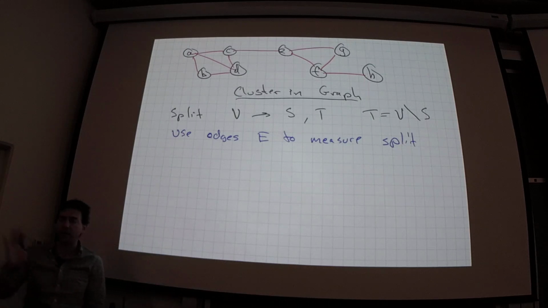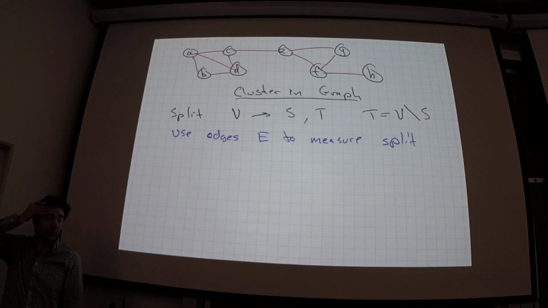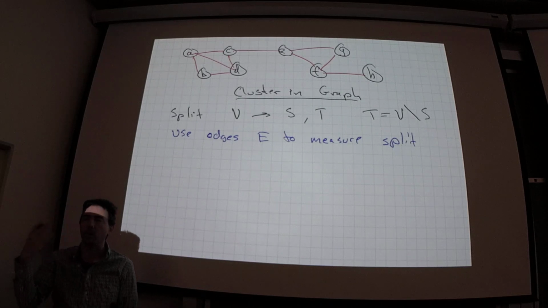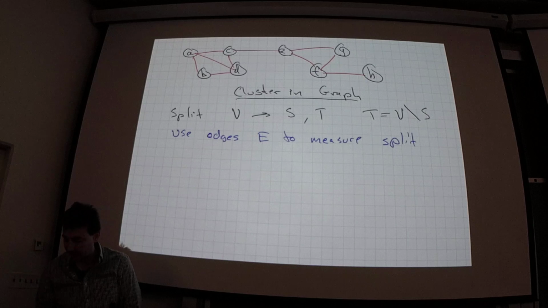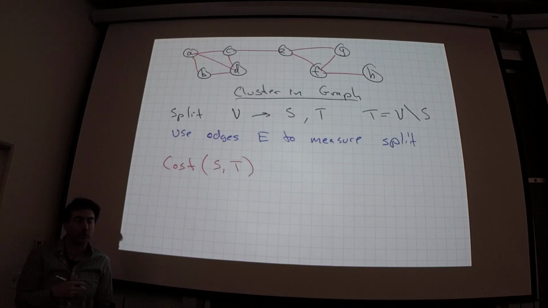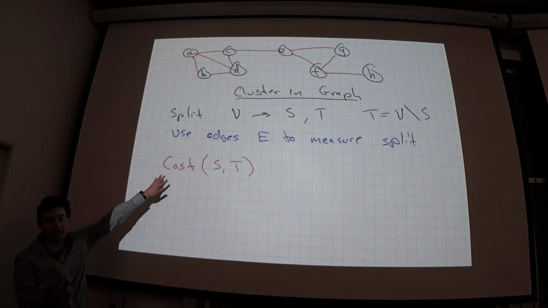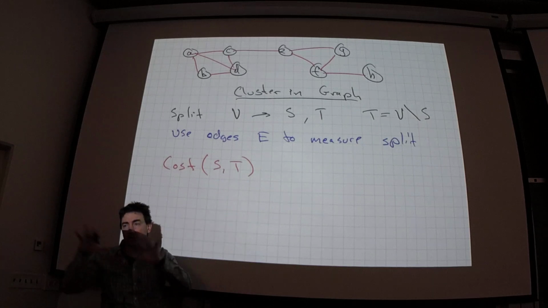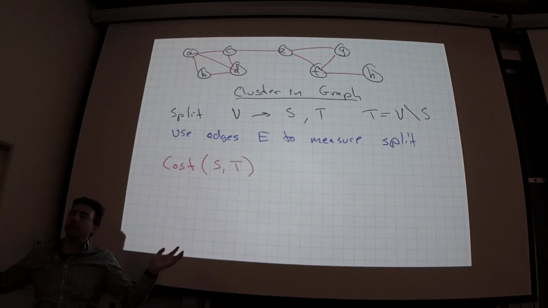So how do I measure how good of a split? If I choose a split, how do I measure how good the split is? What would be a good split? What would be a good cost of a split between S and T? So let's say I'm given a graph, which is implicit in this definition, and then I'm given a split into S and T, which are 2 subsets of the vertices. How do I measure this cost?